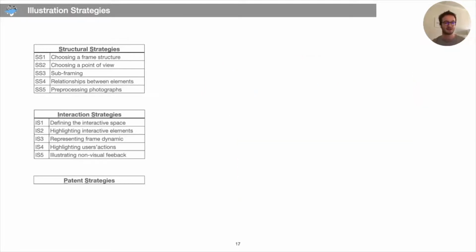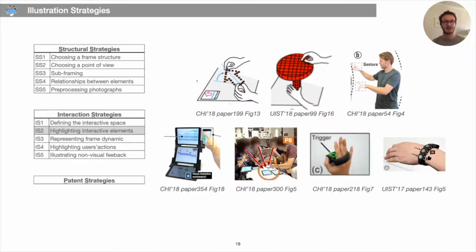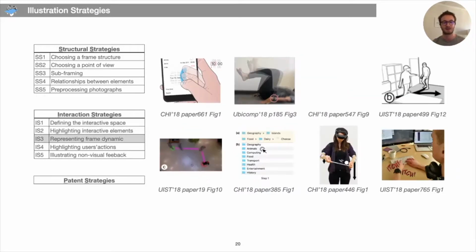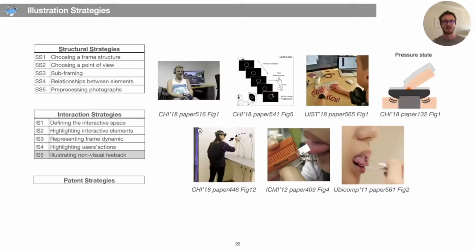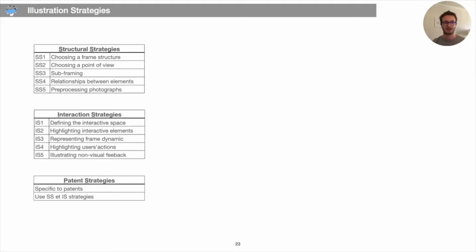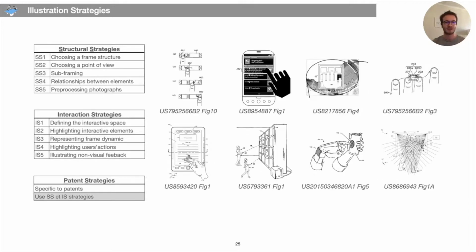Interaction strategies are strategies used to represent specific interaction contexts, such as defining the interactive space, highlighting interactive elements, for example, using colors, representing frame dynamic, for example, using a stroboscopic effect, highlighting users' actions, for example, using touch contact points, and illustrating non-visual feedback. Finally, pattern strategies are strategies that follow the official guidelines on patent illustration, but also use structural and interaction strategies. Please refer to the paper for details for each strategy identified.